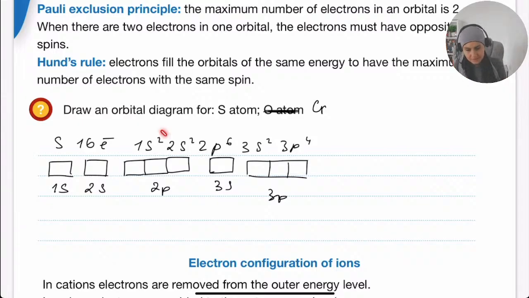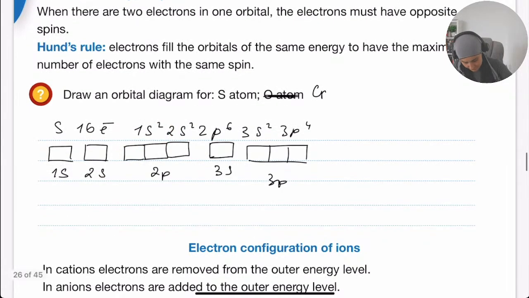So I'm filling 1s. I put one electron first facing up, like spin up, the other one facing down. Next, 2s2, so 2 electrons, one up, one down. 2p6. Strictly speaking, for p electrons, I have to put electrons one per orbital first. So I would do 1, 2, 3, but I need to accommodate 6 in 2p, so then I start pairing them: 4, 5, 6.